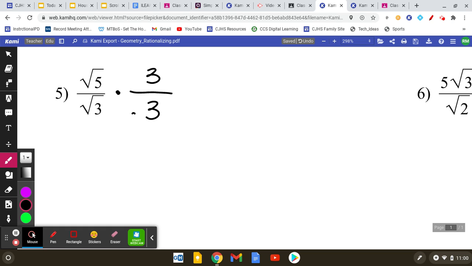I like the 3 over 3. That's square root of 3 over the square root of 3. Let's think about what would happen here. What's going to happen in the bottom? What is square root of 3 times square root of 3? Square root of 9, which is 3. So then you wouldn't have a square root though. Then we wouldn't have a square root.